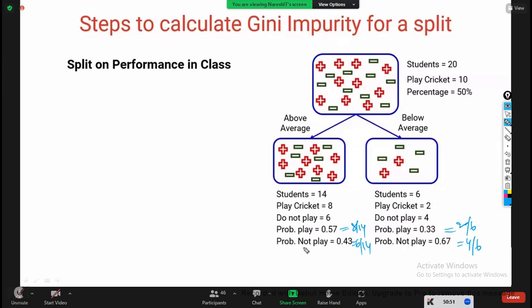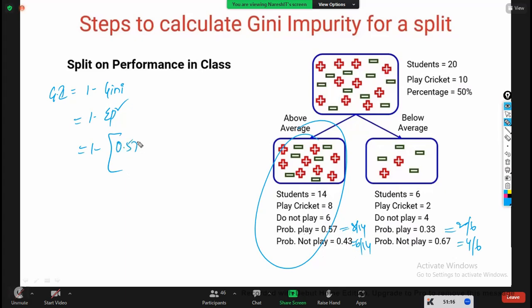Now I'm going to calculate the Gini index of this one. How to calculate the Gini impurity of this one? What is the Gini impurity? It is 1 minus Gini, and what is meant by that is 1 minus sigma p square. Now 1 minus, what is the p square I'm having? Two classes are there. One is probability of play, one is probability of not play. What is the first probability? That is 0.57 whole square plus 0.43 whole square. This is the Gini impurity of this particular node.